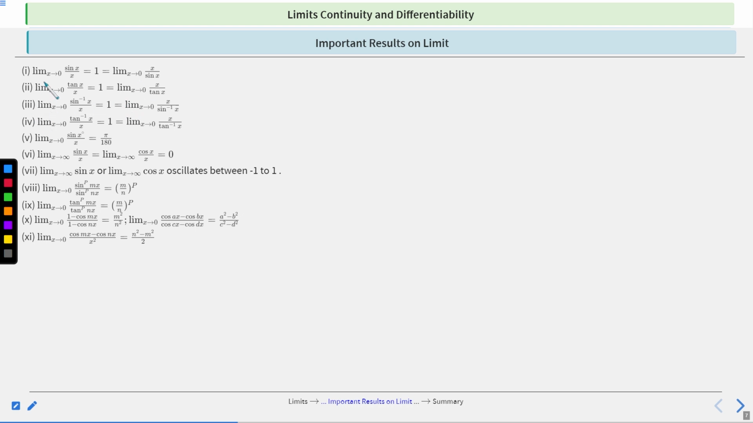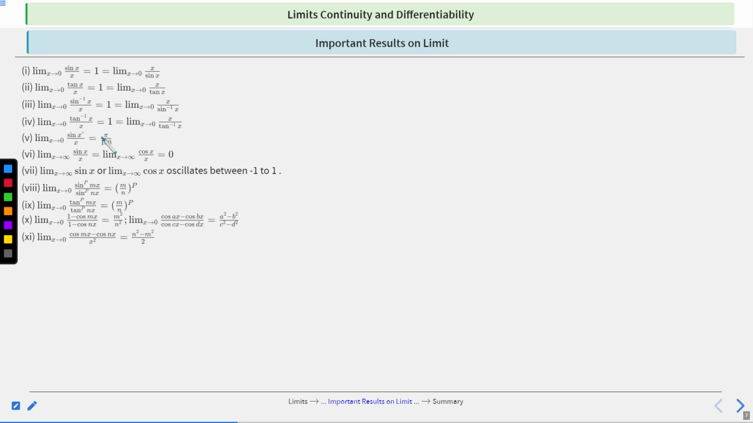Clear? Next one is trigonometric limits, which is limit x tending to 0 of sin x upon x is equal to 1, which is equal to limit x tending to 0 of x upon sin x. Next one is limit x tending to 0 of tan x upon x is equal to 1, which is equal to limit x tending to 0 of x upon tan x. Next one is limit x tending to 0 of sin inverse x upon x is equal to 1, equal to limit x tending to 0 of x upon sin inverse x. Next one is limit x tending to 0 of tan inverse x upon x is equal to 1, and it is equal to limit x tending to 0 of x upon tan inverse x. You have to remember these things.